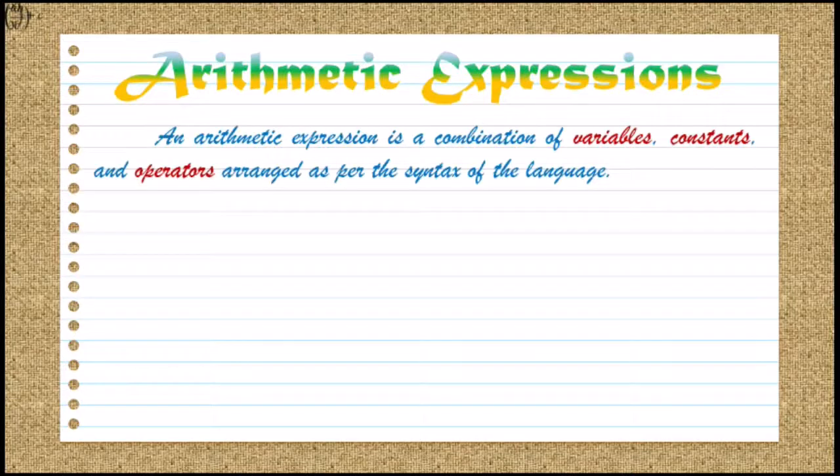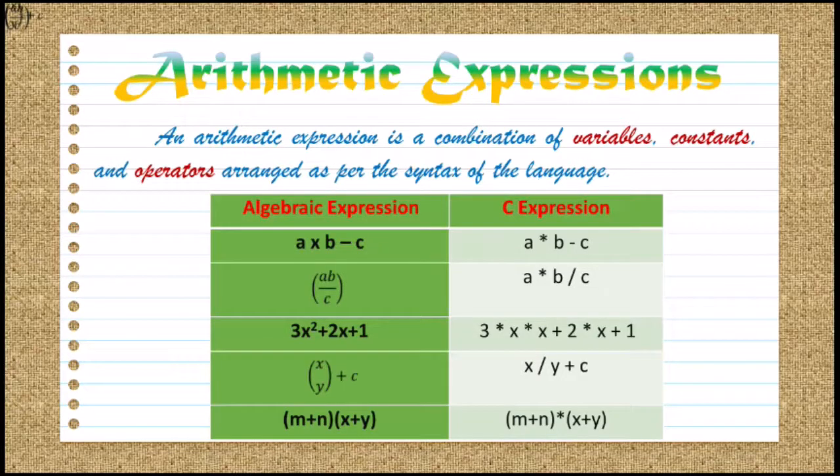An arithmetic expression is a combination of variables, constants, and operators arranged as per the syntax of the C language. C can handle any complex mathematical expressions. So here are some examples of C expressions. On the left hand side, all the mathematical expressions are written, and on the right hand side, all the C expressions are written.